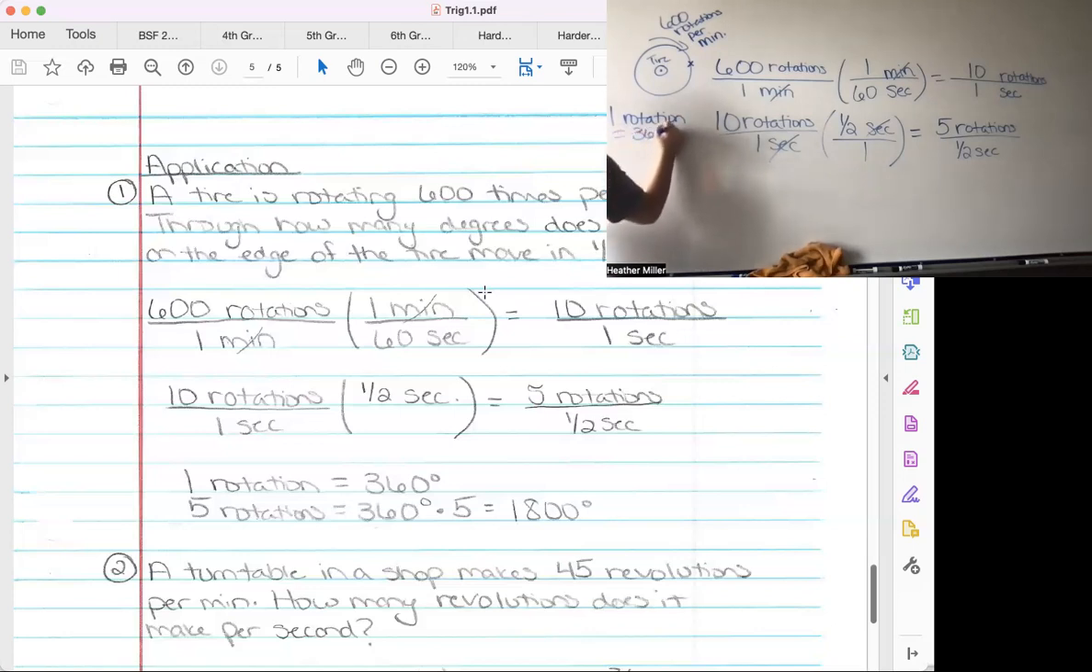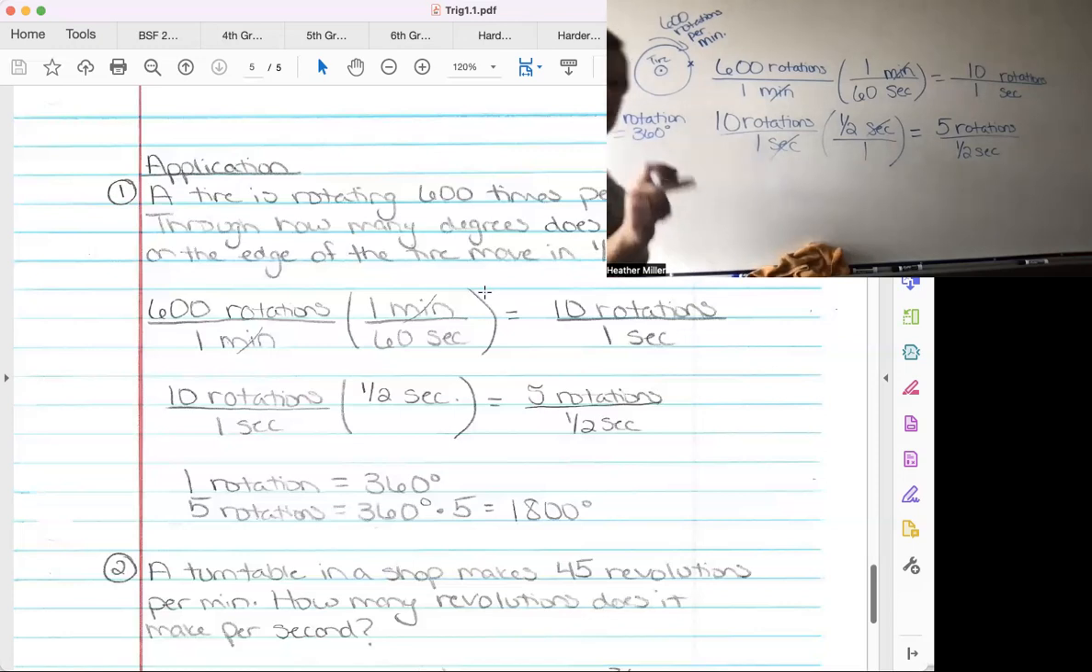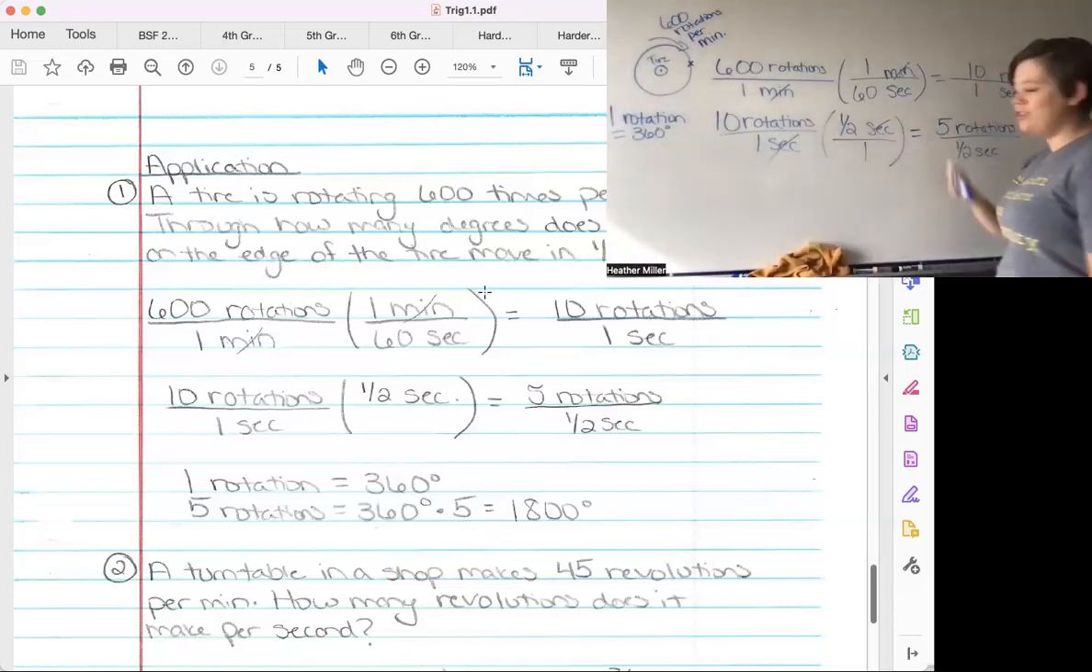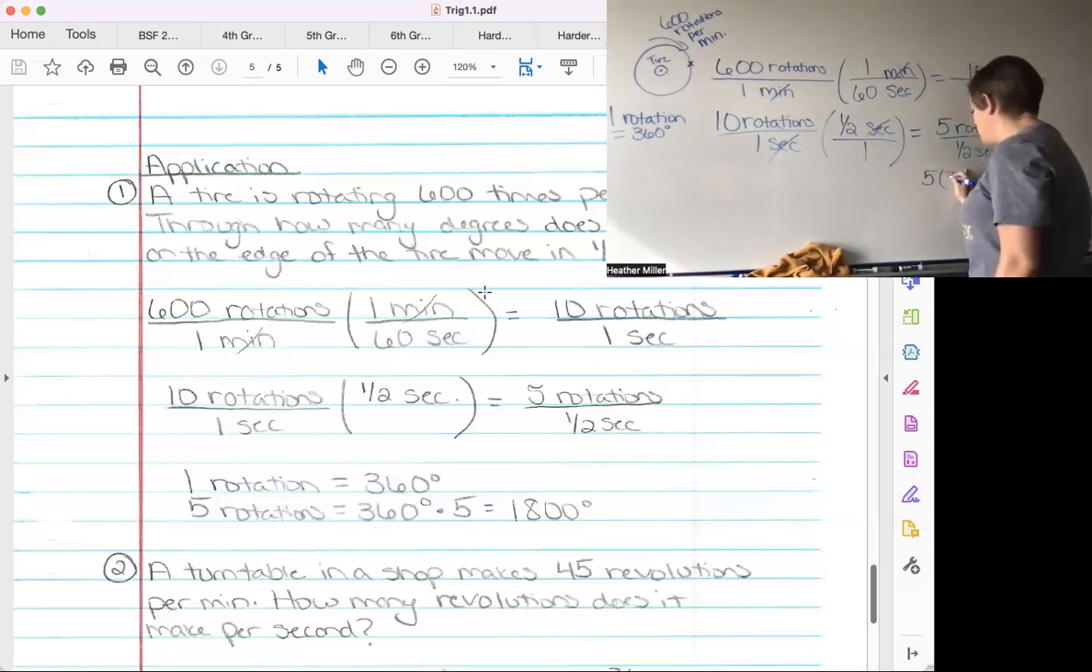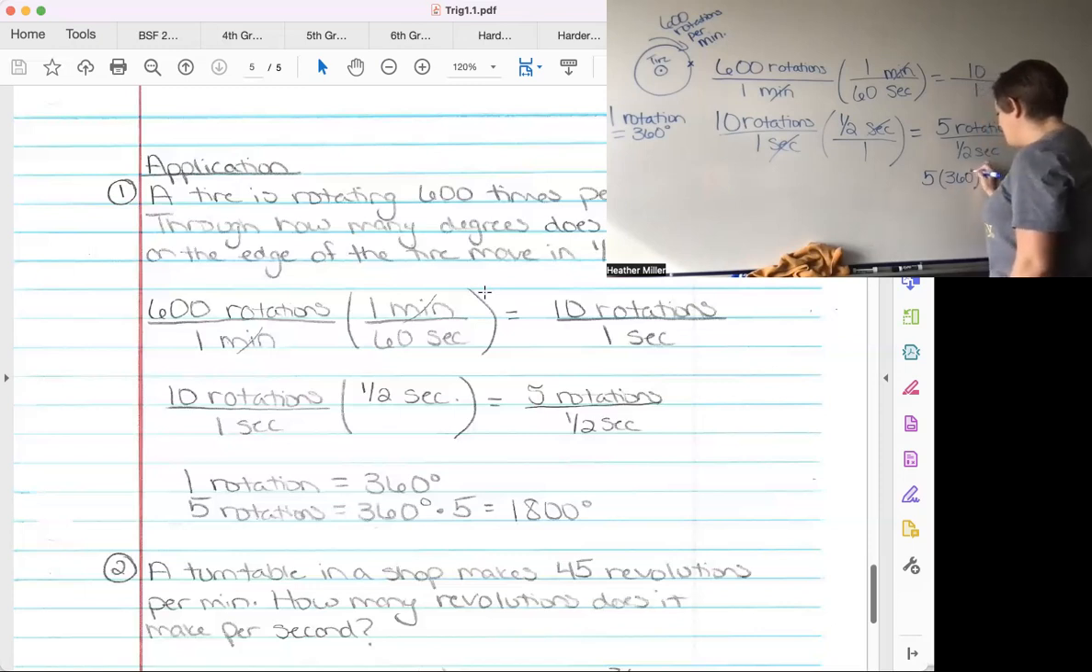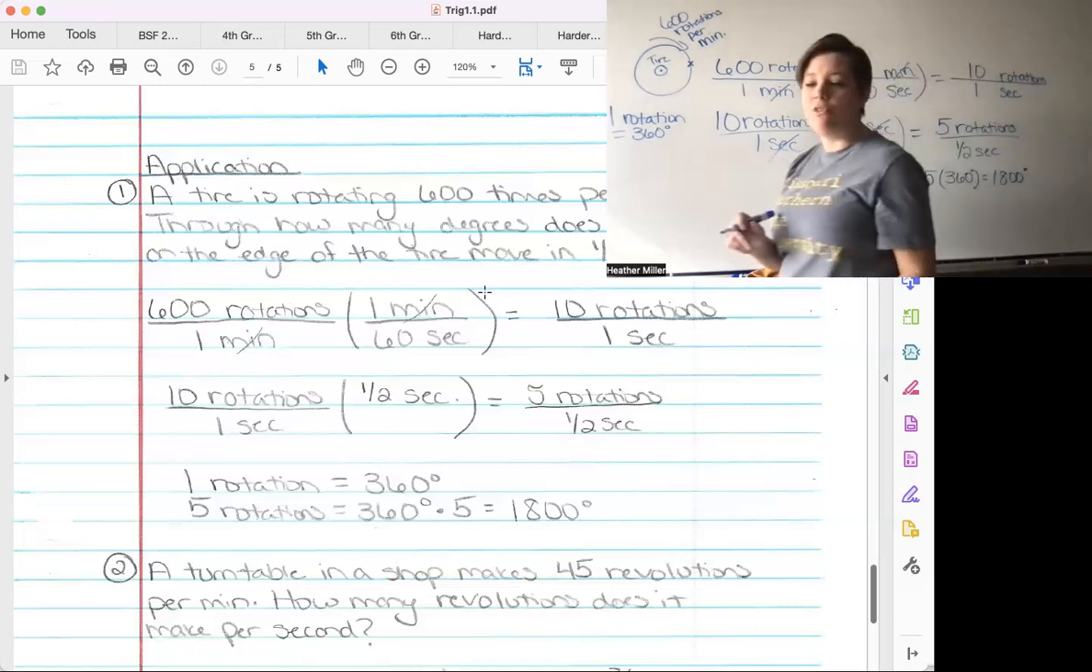equals 360 degrees. And I just found out that I'm going through 5 rotations in half a second. So that means I'm taking 5 times 360, and that's going to tell me how many degrees I'm traveling every half a second. And it's 1,800 degrees. So I did a whole bunch of conversion factors to tell me how many times I'm rotating my tire in that half a second. And then from that, I know that 1 rotation is 360 degrees, so that I'm going through 1,800 degrees every half a second.